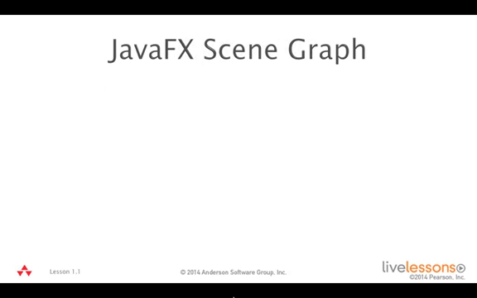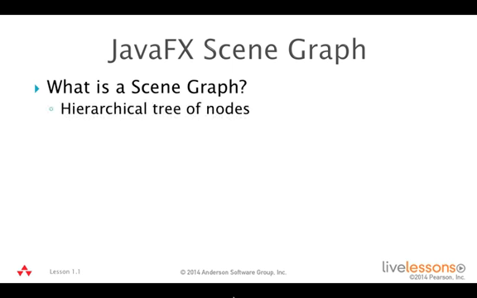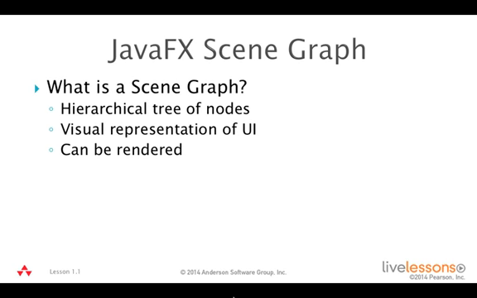Now, a central concept in JavaFX is the scene graph. Instead of invoking primitive drawing methods directly, the Scene Graph API lets the system handle the rendering details for you. So what exactly is a scene graph? Specifically, a scene graph is a hierarchical tree of nodes. The scene graph is also a visual representation of your UI and renders any graphical shapes that you want to show. A scene graph also manages nodes.